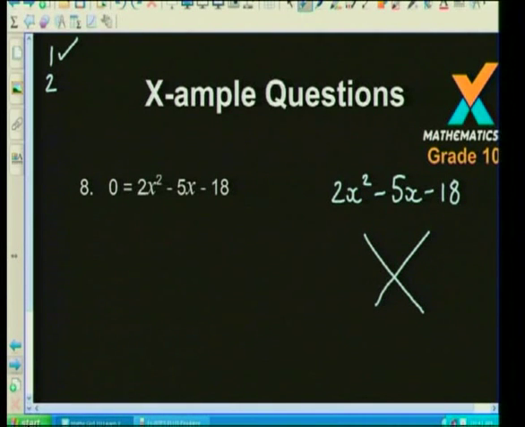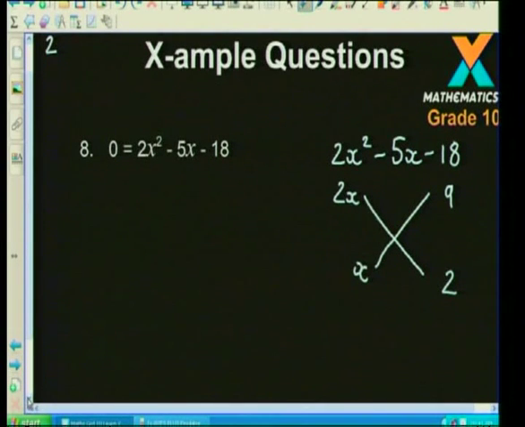Okay, what are 2 factors of 2x squared? It's pretty easy. 2x times by x will give us 2x squared. What are 2 factors of 18? How about 9 and 2? Now you'll see for the moment I have ignored the minus, and the reason is because sometimes the minus is easier to add in after you've multiplied these things out. So I'm now going to multiply them out and then see if a minus will help us. 2x times by 2 gives us 4x, and 9 times by x gives us 9x.